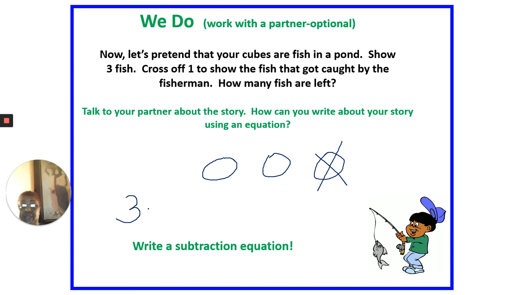How many did you take away? One, the one with an X on it. And how many do you have left? One, two. Good job. Give your partner a high five. Boys and girls, you have done a great job today.